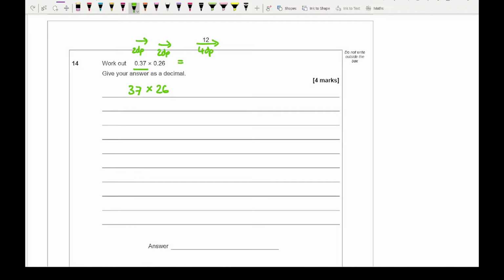So when I work out the answer to 37 times 26, and again, you could use different ways in which you can do that, when you get your final answer, you need to move the decimal point 4 places to the left to get the correct answer. So if I then do 37 times 26, again, you could use this, or you could use the grid method, and it's entirely up to you which one you do.